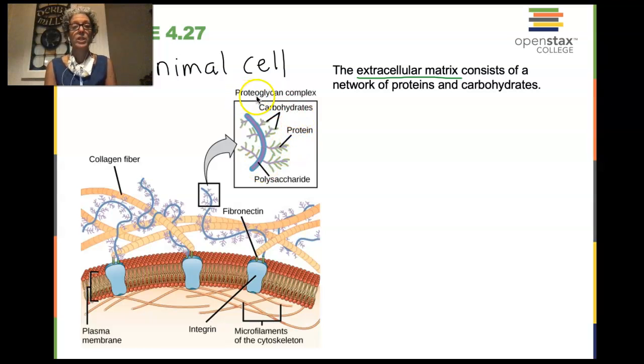This proteoglycan, proteo tells you there's protein, glycan tells you there's carbohydrates, and there's a polysaccharide. All of this is providing protection to our animal cell membrane and cushioning to our animal cell membrane. Remember, we don't have cell walls. And so if we want to protect our cell membranes, we have an extracellular matrix that protects our cells.